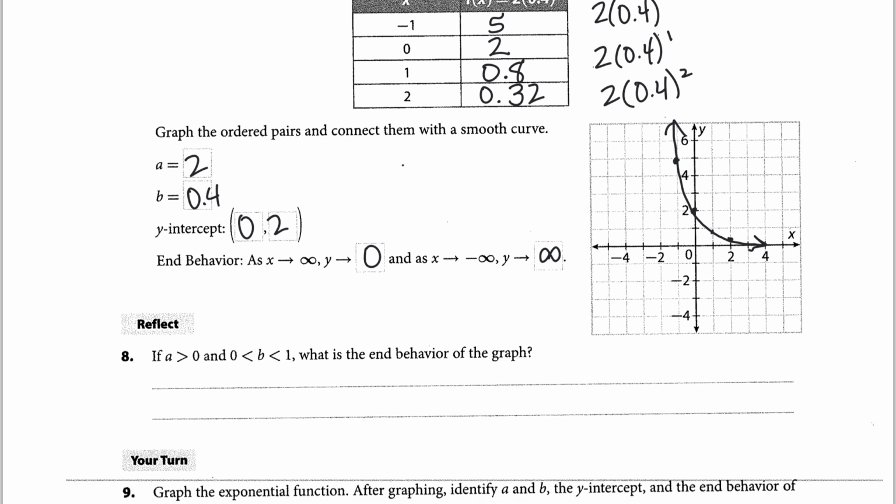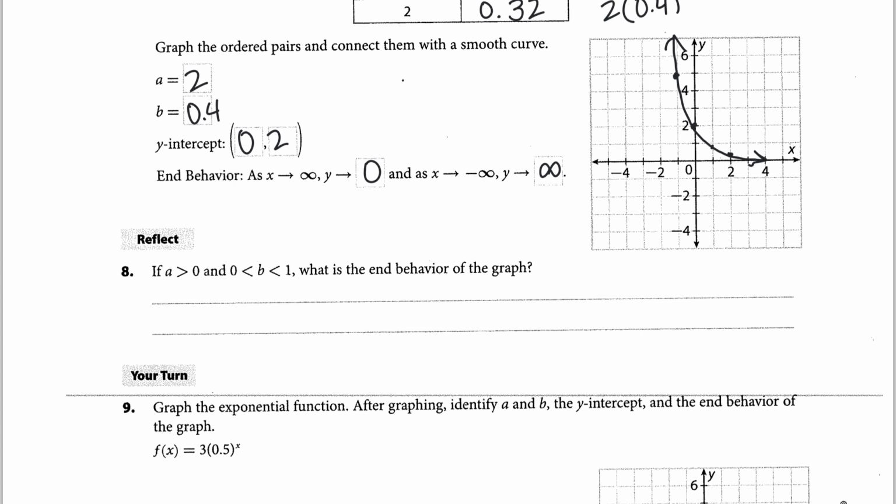So if A is positive and B is a decimal between 0 and 1, or a fraction between 0 and 1, what is the end behavior of the graph? The problem that we just did has those attributes. So as x approaches infinity, y approaches 0, and as x approaches negative infinity, y approaches positive infinity.